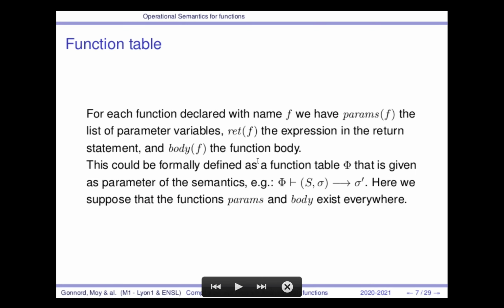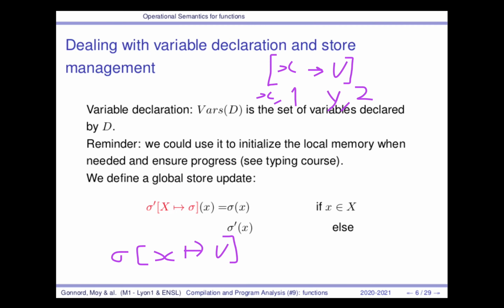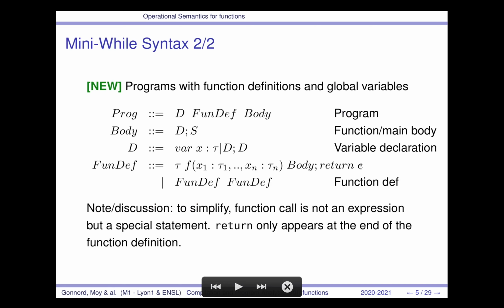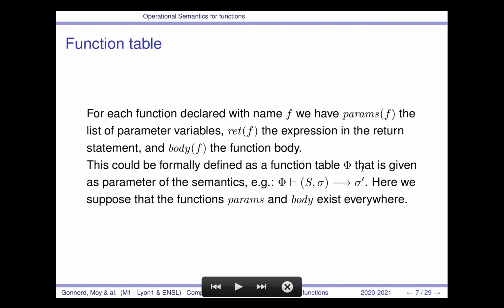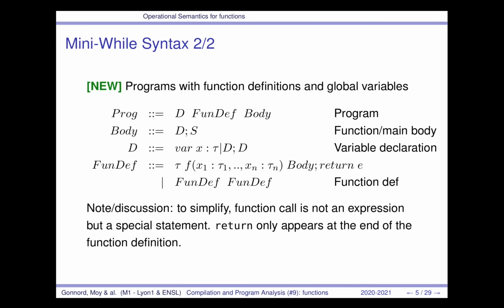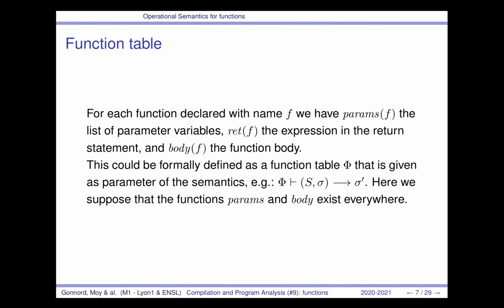to xn. The second function I will use is return of f, which is the expression in the return statement. So in that case here, it's the small e here. And finally, body of f is the function body, what is at the center of the declaration. So I suppose that those are global functions that are known everywhere and defined everywhere, and I can use anywhere in my semantics without explicitly stating where this information is picked.